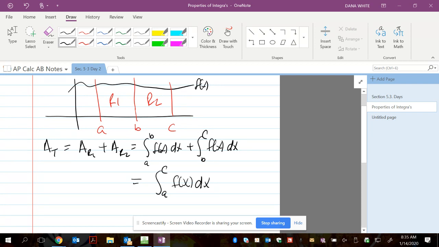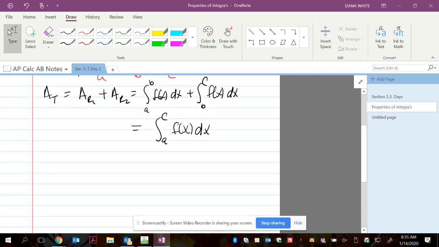So all it's saying is that you can add up all the areas. Okay? It just means you get to add them all up. No big deal. You can cut them up. Now, why would we need to know that? Because sometimes we're given information and we're not given the whole thing. We're given pieces and parts.